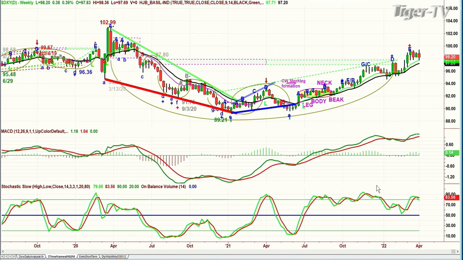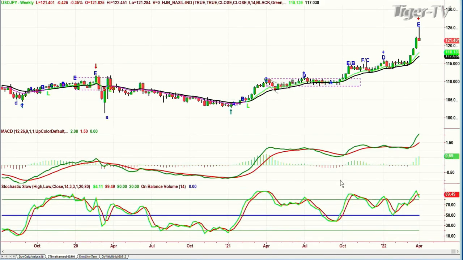So the dollar is the icon of the success of the U.S. economy. That's all. And that's the way I'm looking at it. I'm still looking at it this way, but we might start becoming really under pressure from all these other external events. Looking at the USD JPY, which is the dollar yen currency, in a leg E in the weekly chart, just a screamer of a move to the upside.